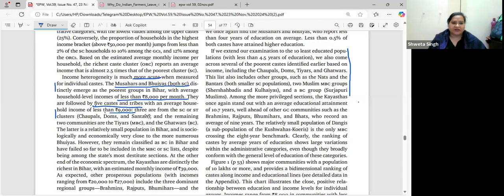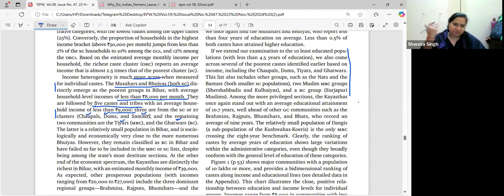They have also identified the groups. You can see Chopals, Domes, Santals. Further, we can see two more communities, Tiers, the MBC, that is most backward caste, now you can recall, and Ghatwars, that is backward castes. These are the communities who are struggling.